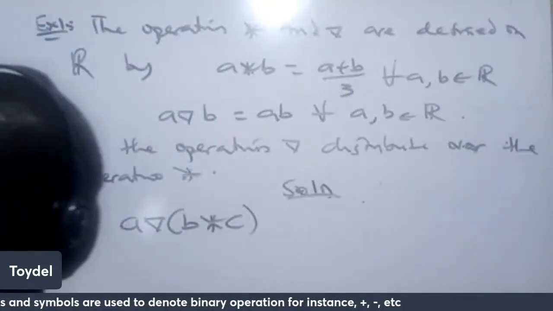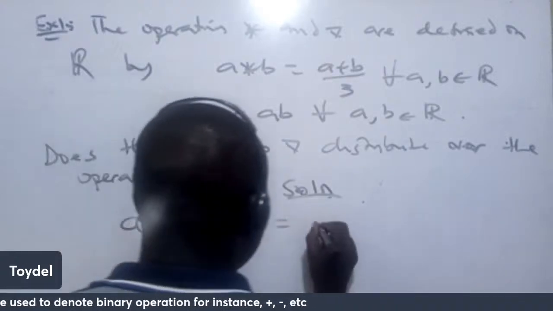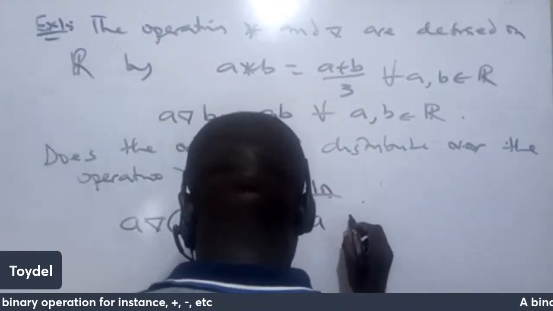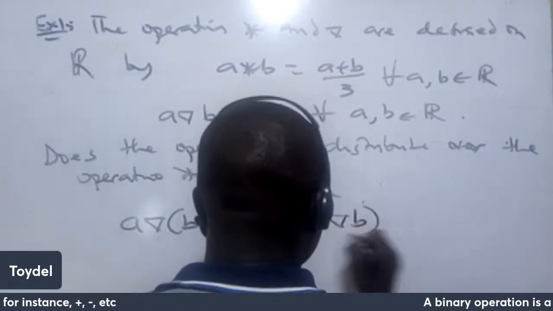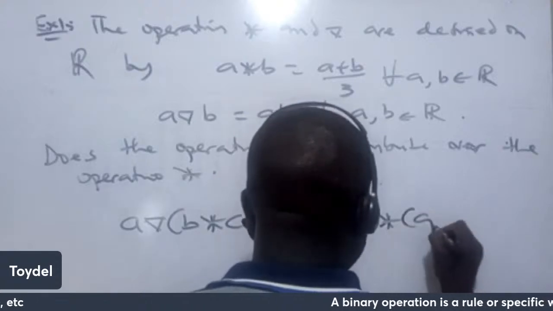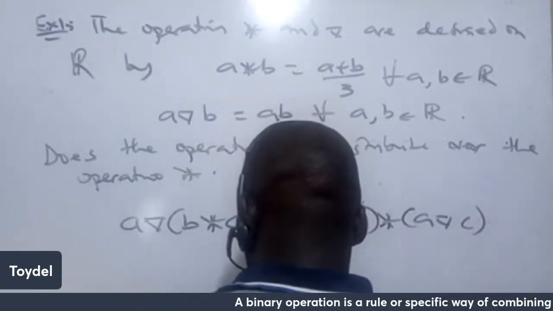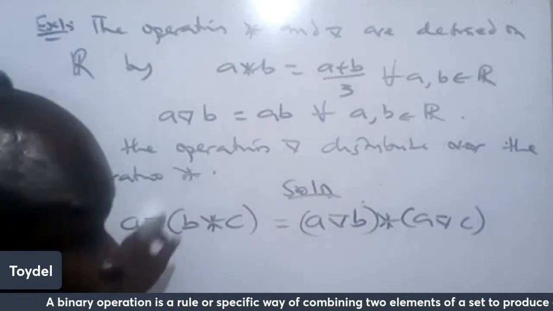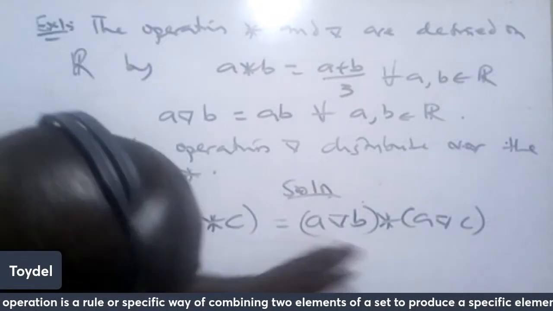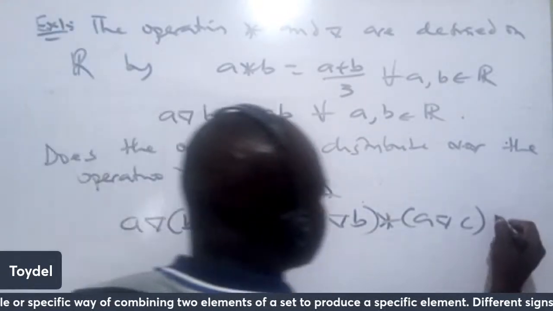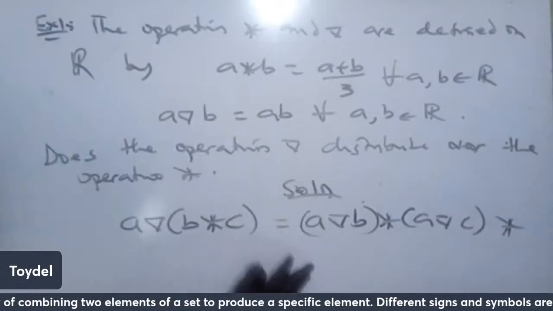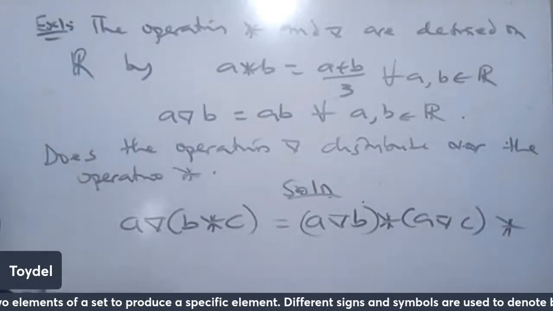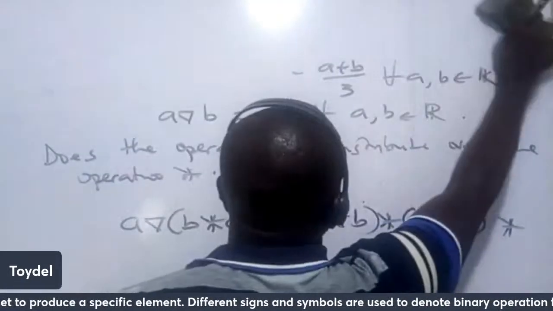If that is the case, then we should be able to show that A ▽ (B * C) equals (A ▽ B) * (A ▽ C). We should be able to show this. For this inverted triangle operation to distribute over asterisk, this condition must hold. Then this is what we want to check. So we can start from the left hand side.